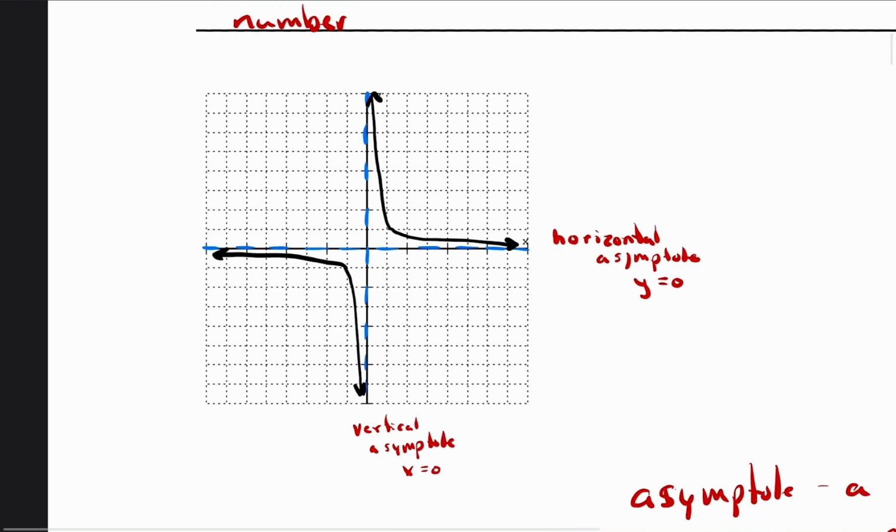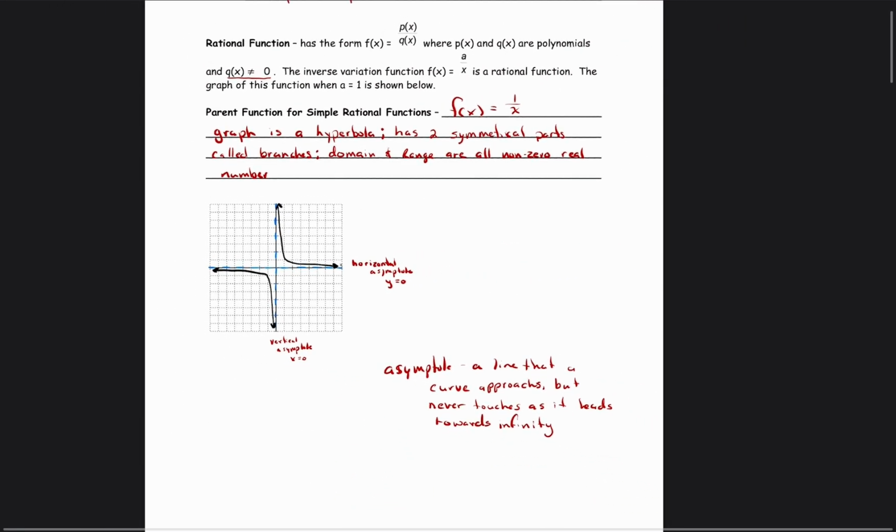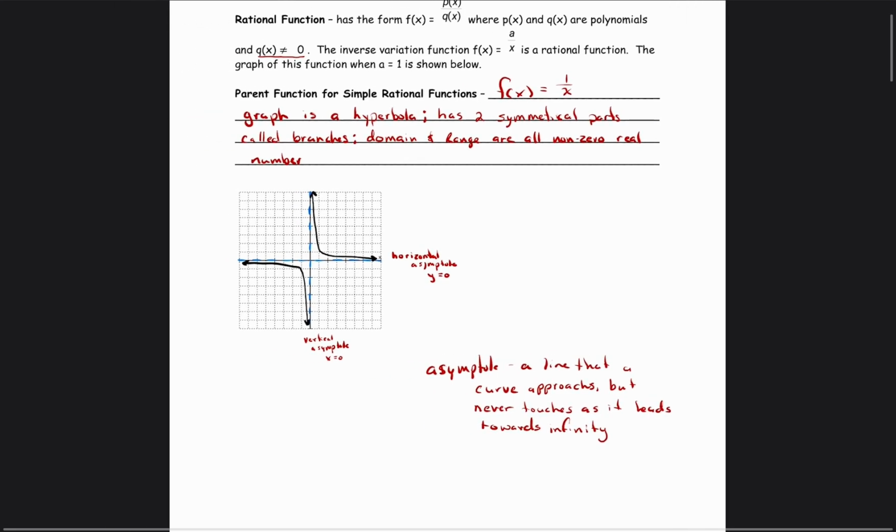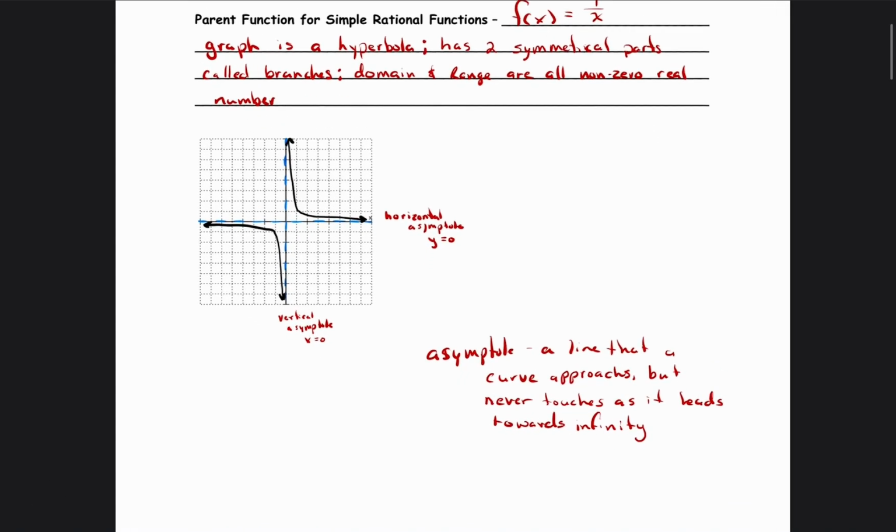And so this is the basic shape of a rational function. We're going to have this hyperbola. My curve isn't quite perfect. Usually we like it to be a little bit smoother, but for now that'll work. And we're going to have two asymptotes, a vertical and a horizontal, because x can't equal 0 in this case. Okay? So let's keep going.